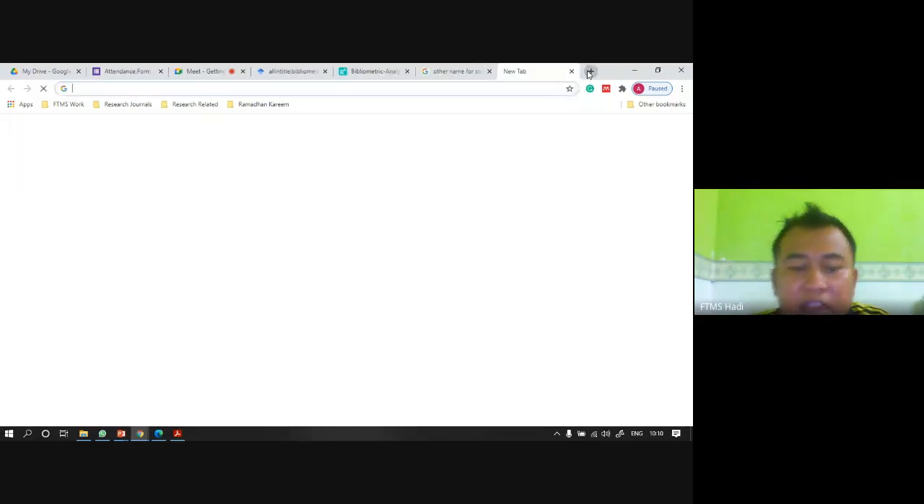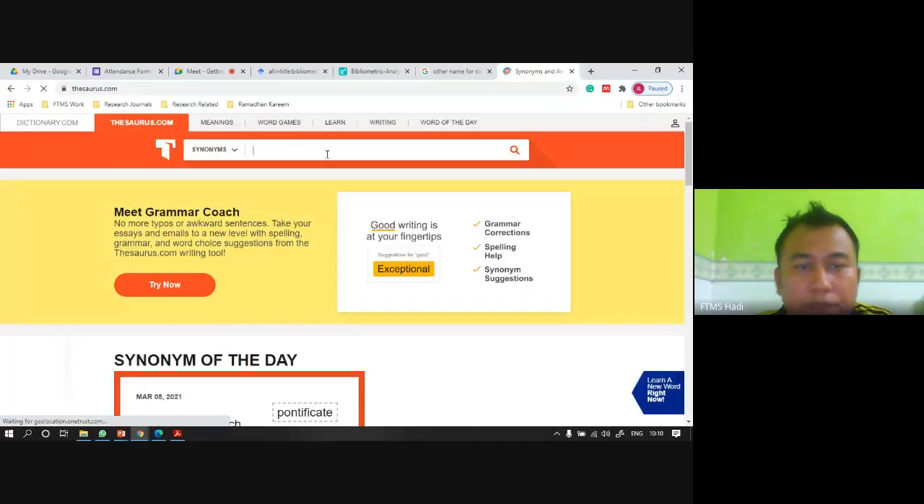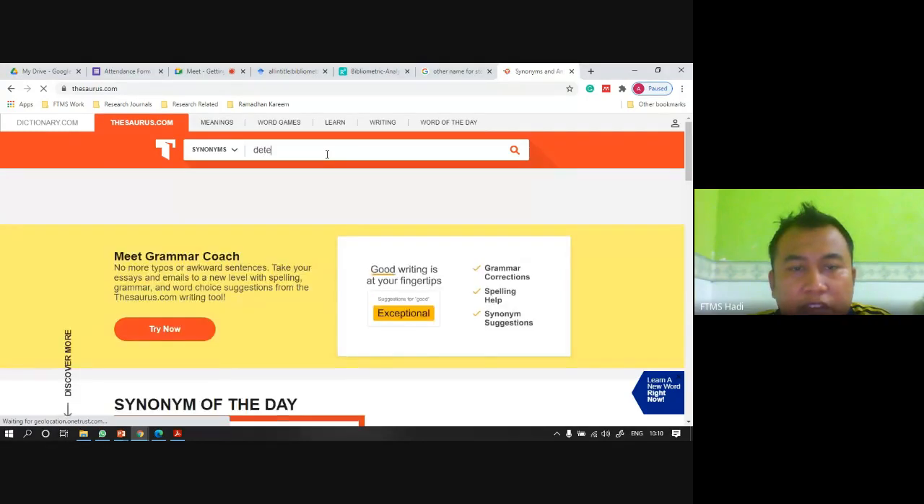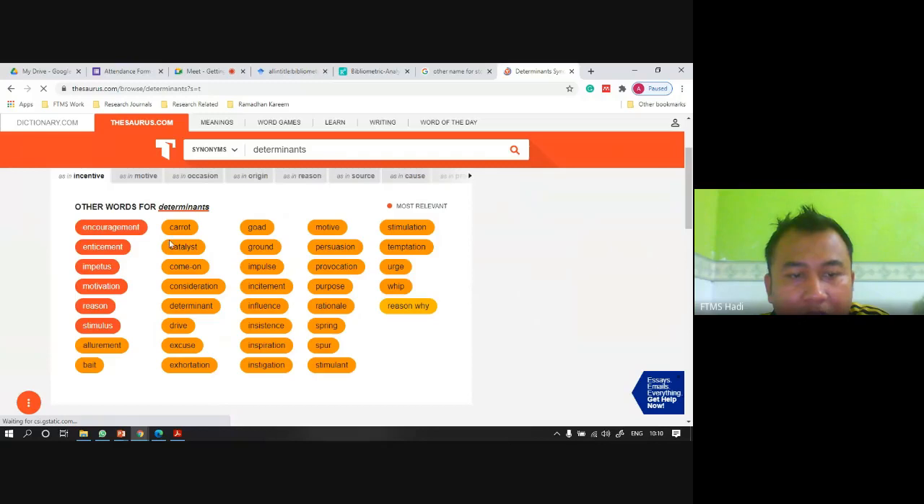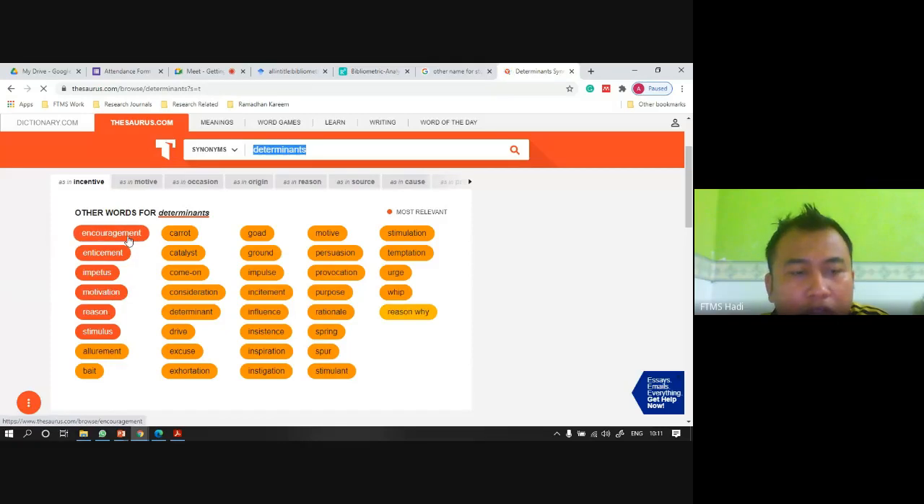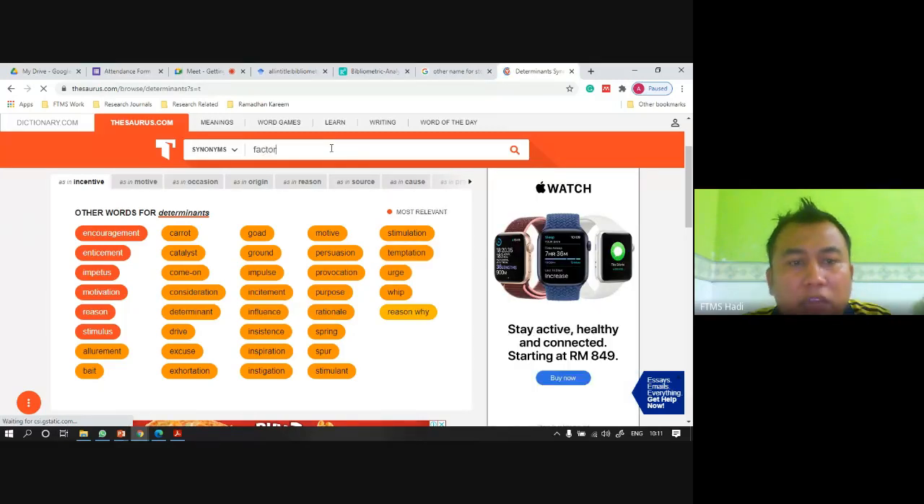And then another thing that you can go for is a thesaurus. Let's say one of your keywords is determinants. So for determinants, there are a lot of synonyms, but not all of them are what you want to take. You just take whichever you feel is similar. For example, determinant, influence, yes, one of them is influence, you can take that. Don't take impulse. Impulse has a different meaning. Influence maybe. Or maybe you can have a look at factors.